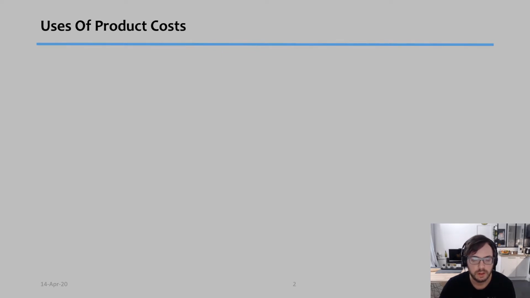So the main objective of the job order costing system is to allow us to calculate the cost of the products we manufacture. Now, this is extremely important information to know, as I'm sure you realize, but why is it important to know this? Well, there are three main reasons why.